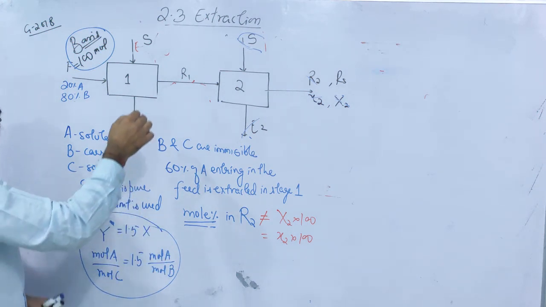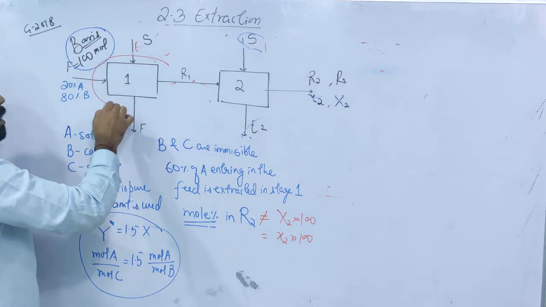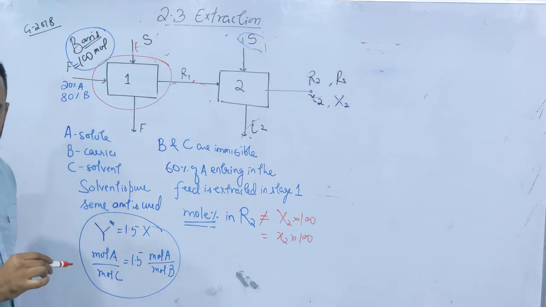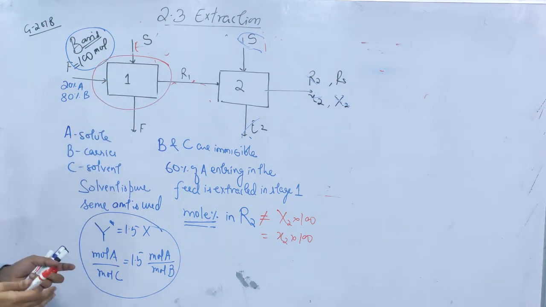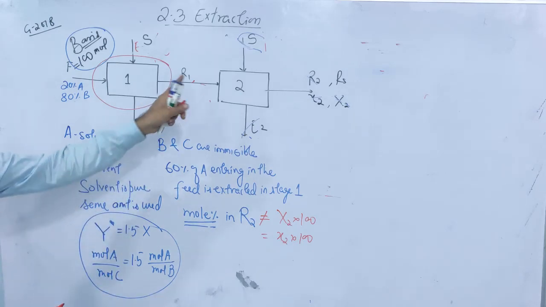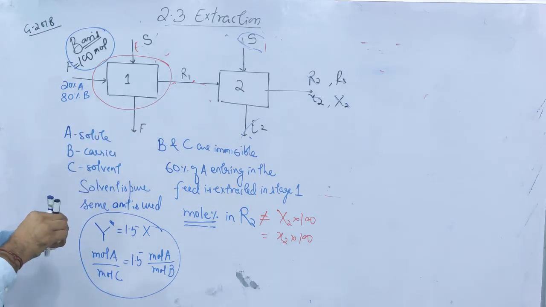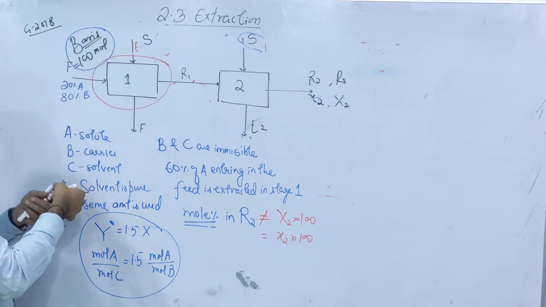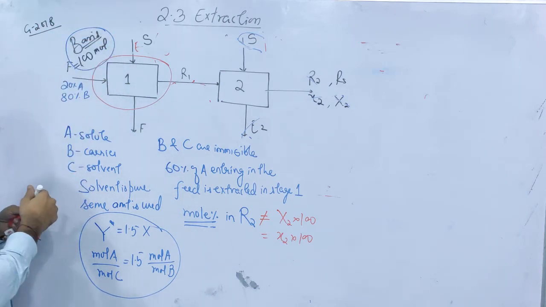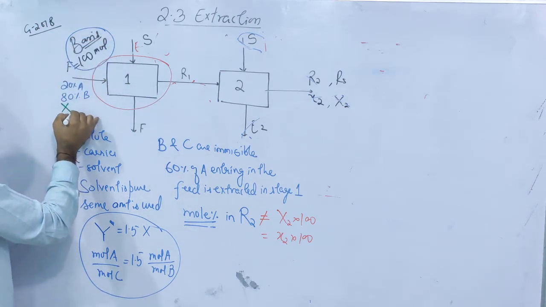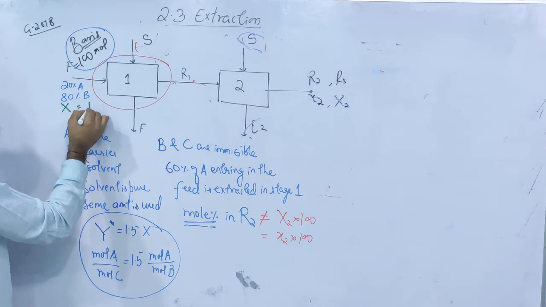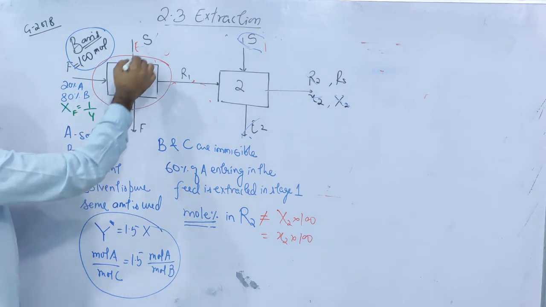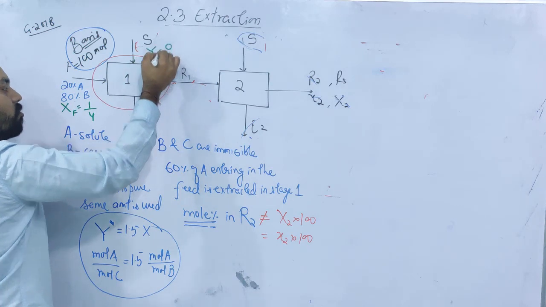So first of all, the information is given about stage 1, that 60% extraction is occurring here. So first of all, use that particular information and find something. Then that something will be used in the second stage. So suppose the basis is 100 mole. I can write that XF is equal to 20 by 80, which makes it 1 by 4. What is Y naught? Pure solvent, so it is 0.